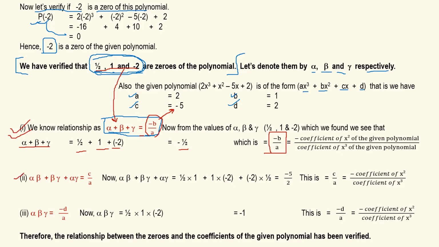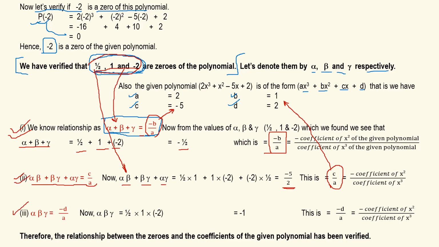The second relationship is alpha beta plus beta gamma plus alpha gamma is equal to c by a. So now let's use the values of alpha, beta and gamma that we verified just now into the left hand side, and we get by this the value of alpha beta plus beta gamma plus alpha gamma is equal to minus 5 by 2, which we see is indeed equal to c by a when we use the values of c and a from here. So we can say that this relationship has been verified as well.